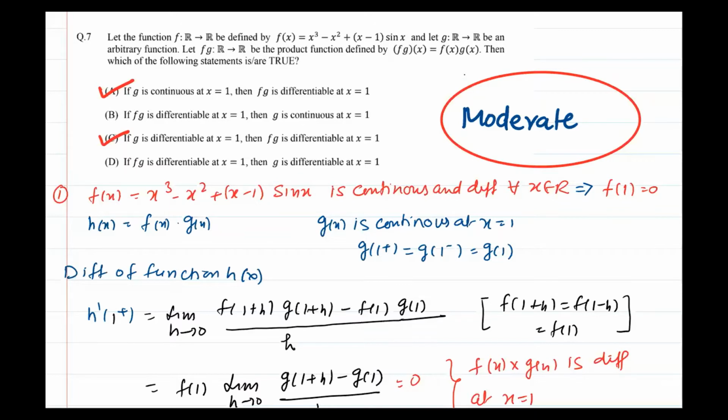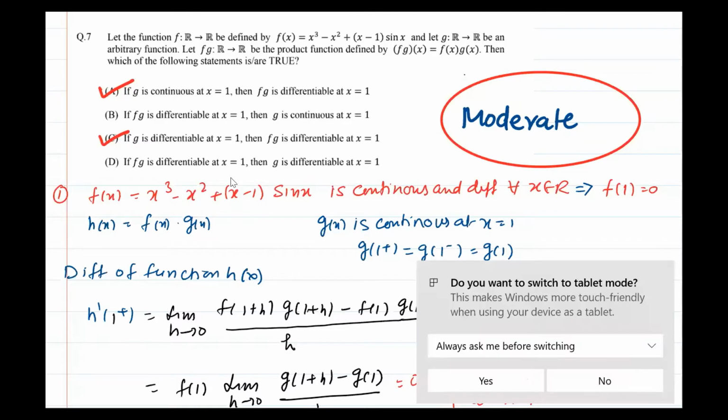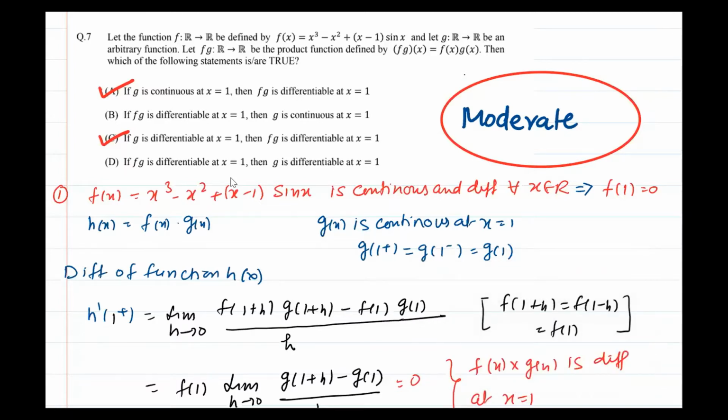So this is a moderate level problem. First we have to write the function f(x). So f(x) is given as (x cube minus x square plus x minus 1) into sin x. Now we get here that the value of the function f(x) is 0, and this function is continuous and differentiable for all x belongs to R, and f(1) is 0.